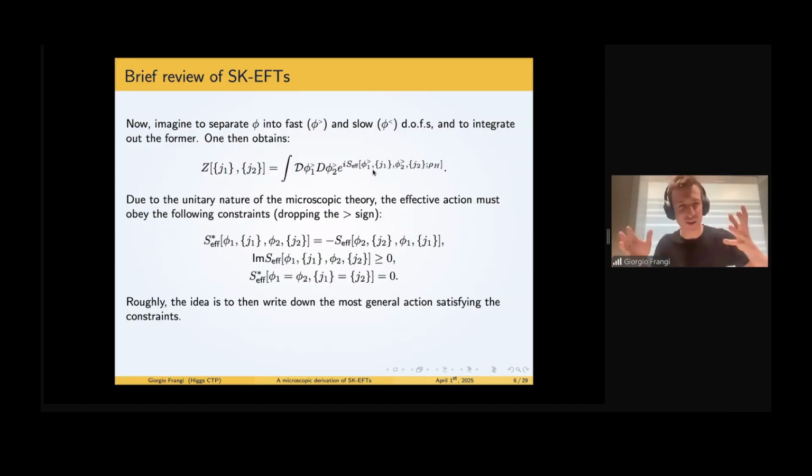But in general, the rough idea is, given these constraints, I'm just going to write down systematically what are all the consistent terms that I can add in this action.